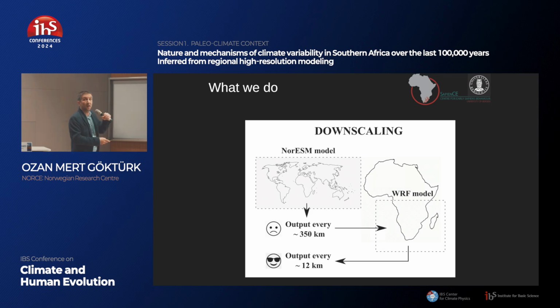Sorry. So we put it on Southern Africa because that's the area we are interested in. And when we downscale it, we get a horizontal resolution of 12 kilometers, which is very good because we want to interpret our climate data regionally and locally, because this is very important for early humans and their settlement patterns and their migration patterns.